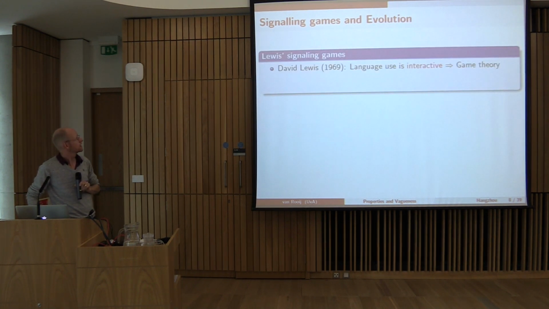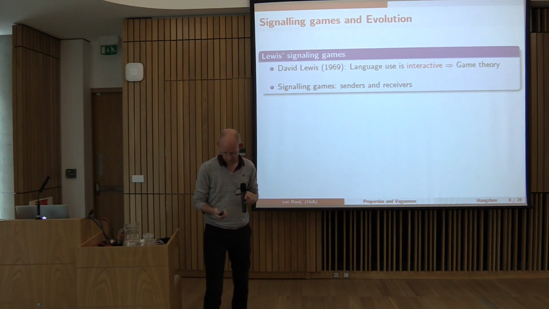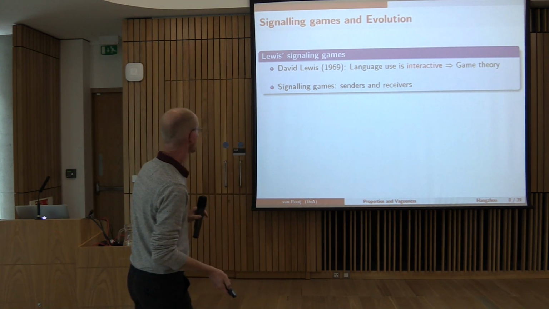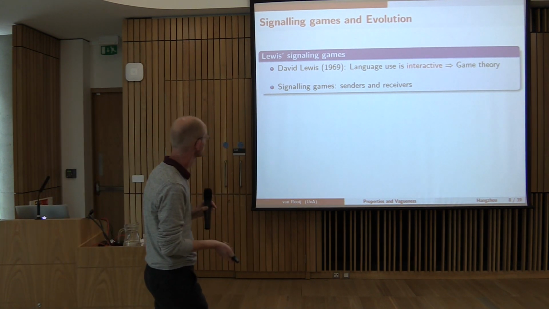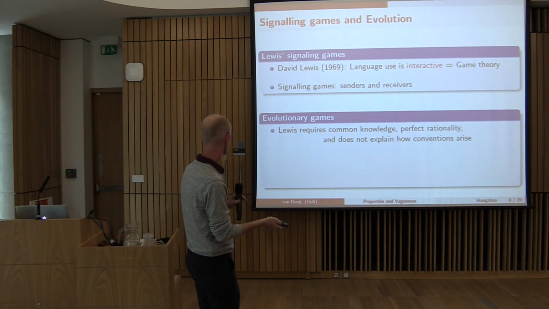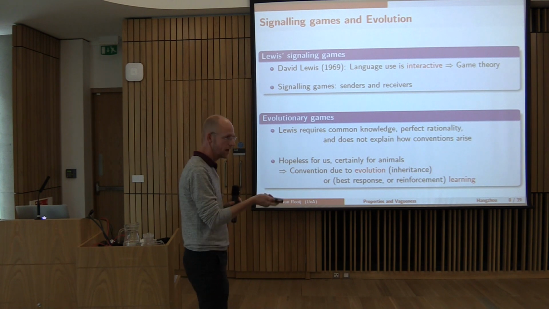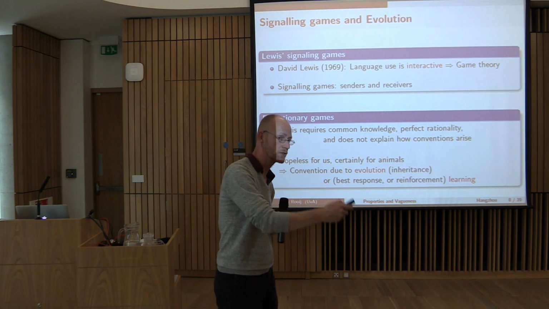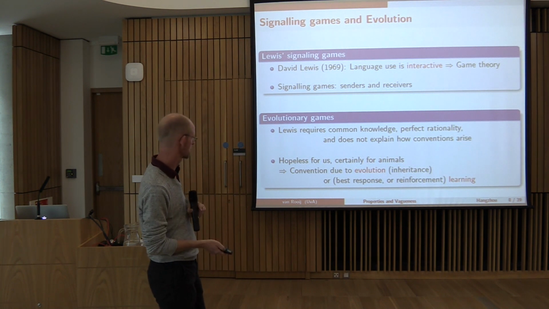Okay, so we have signaling games. Again, we have language users who interact, so game theory is very natural to use, and he introduced signaling games, so we have a distinction between signaler and receiver. We can look at that from an evolutionary point of view, and that is actually natural because you don't need knowledge or higher-order expectation to account for the conventions. Okay.